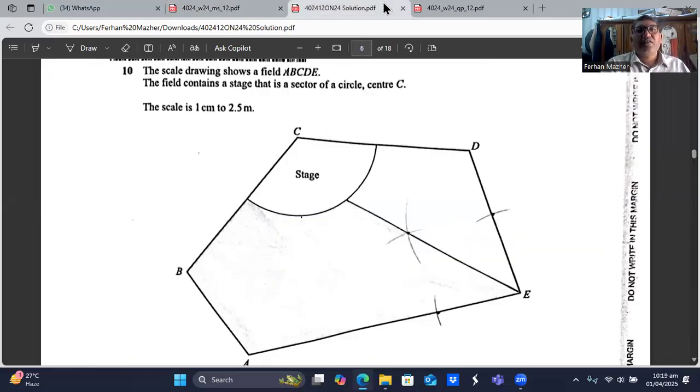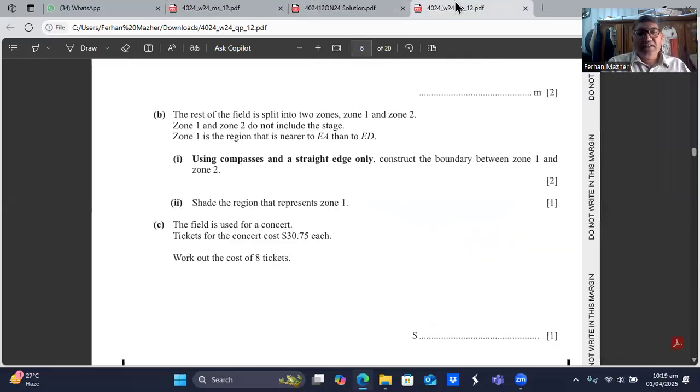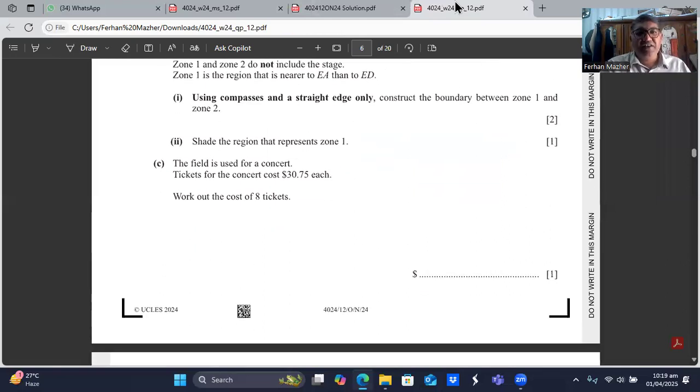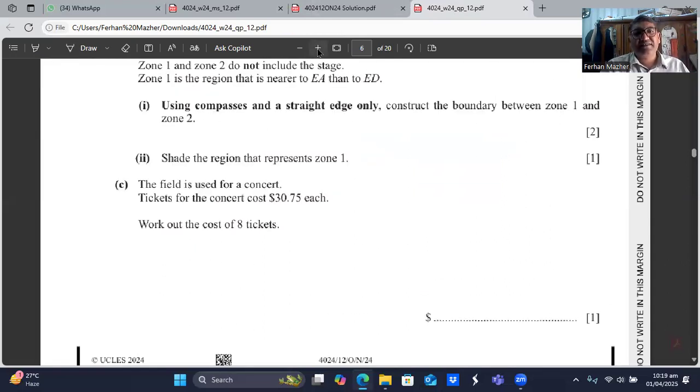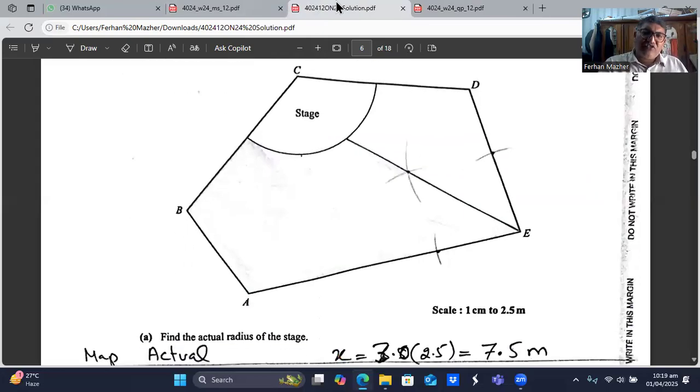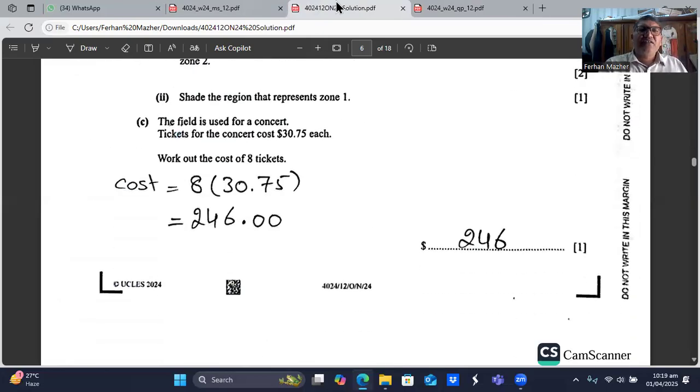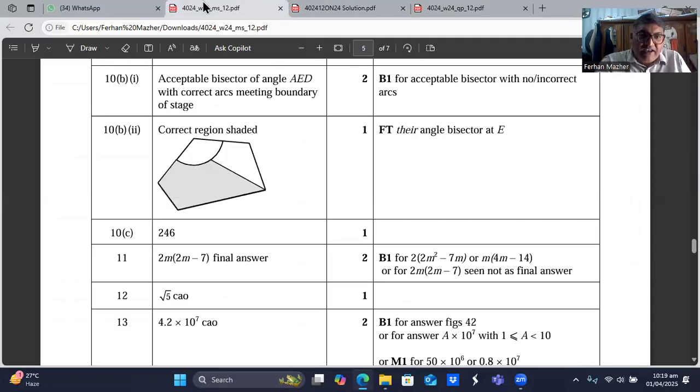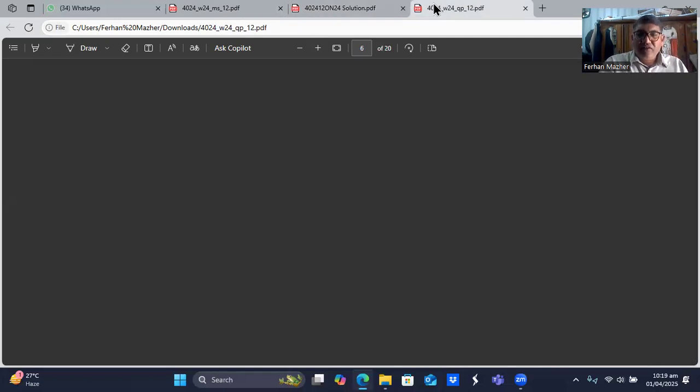Okay, hopefully you understand. Then the question is, the field is used for a concert. The tickets for the concert cost $30.75 each. Work out the cost of the 8 tickets. The cost of 1 ticket is given, and they want you to find out the cost of 8 tickets. So very simple. The cost of 8 tickets will be 8 multiplied by 30.75, that is 246. So the cost of the 8 tickets will be 246.